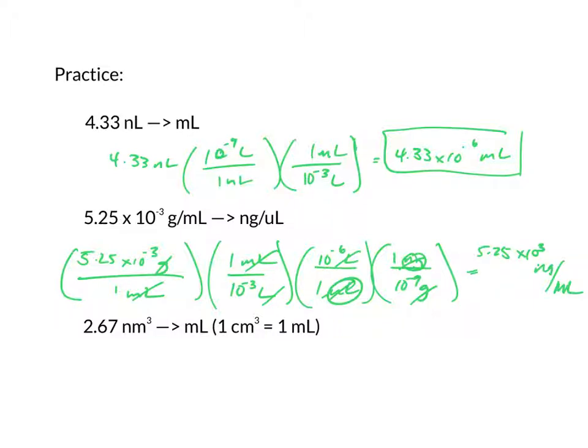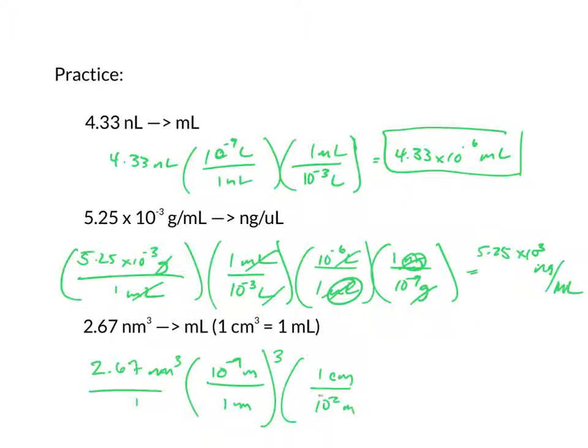Okay. So then the next one, we have 2.67 nanometers cubed, which is a volume unit, and we're converting that to milliliters. So we know that 1 centimeter cubed is equal to a milliliter. So I have to basically get this nanometers cubed to centimeters cubed. So 2.67 nanometers cubed over 1, and I know that for every 10 to the minus 9th meters is 1 nanometer. I'm going to cube that conversion factor, and then I know that 1 centimeter is 10 to the minus 2 meters, right? And I'm going to cube that conversion factor, and then I know that 1 milliliter is the same thing as 1 centimeter cubed, and then I can do the math here.